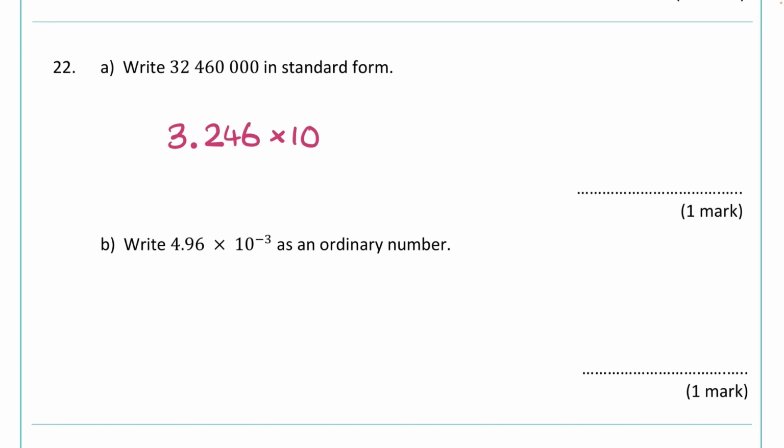But we'll figure this out after we've done it. So 1, 2, 3, 4, 5, 6, 7 jumps. So 3.246 times 10 to the power of 7. And there we go, it is a large number, so we definitely have a positive power there. 3.246 times 10 to the 7.